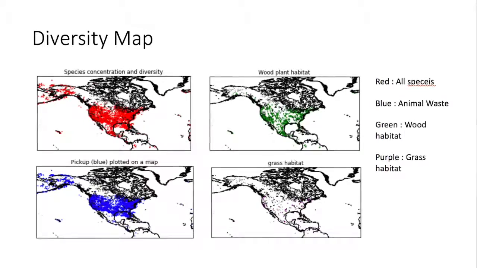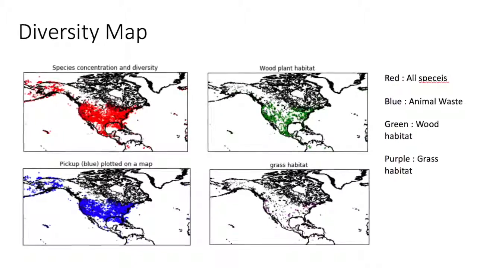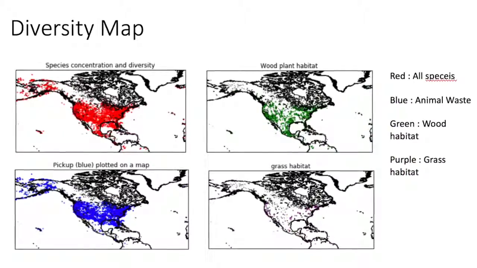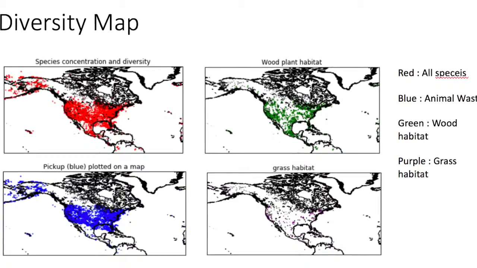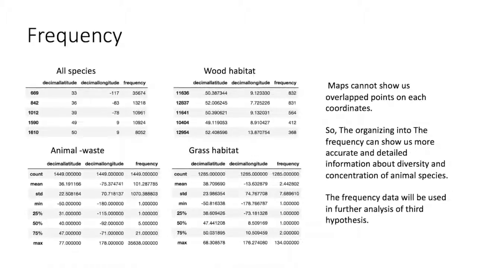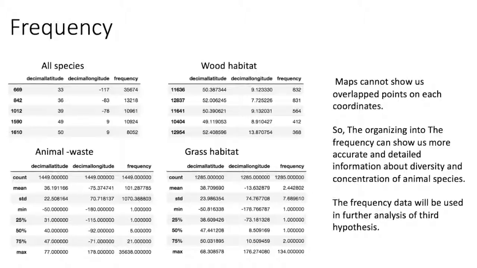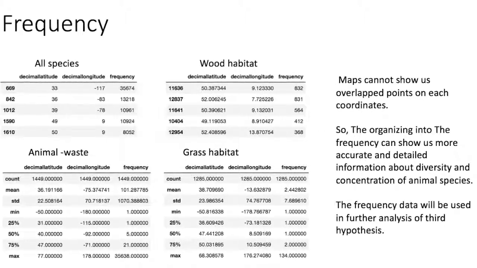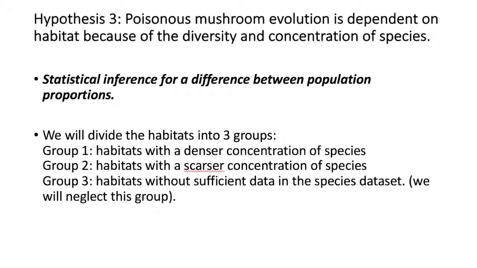Red dots are showing all the species, blue dots are showing the waste, green dots are showing the wood habitat, and the purple is the grass habitat. Since the overlapped dots couldn't be displayed on the map, the frequency and diversity of species in each coordinate were organized into a data frame. Finally, we have our third hypothesis.